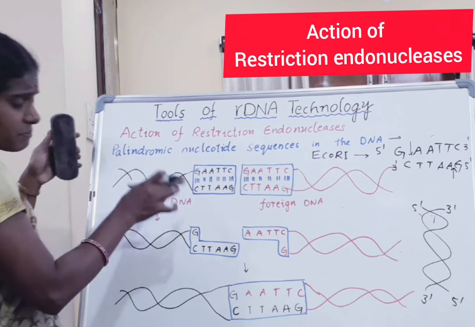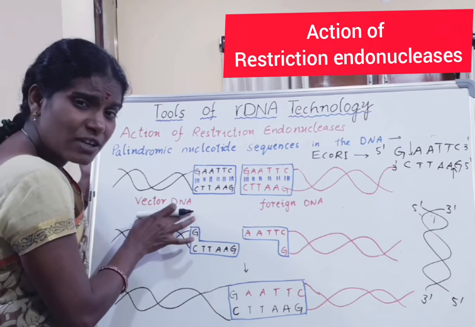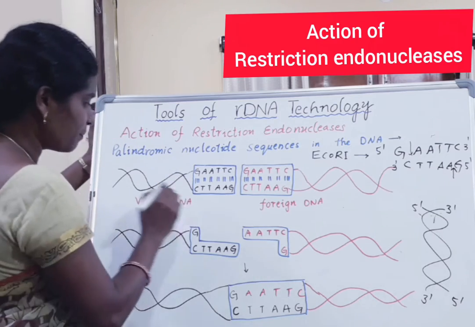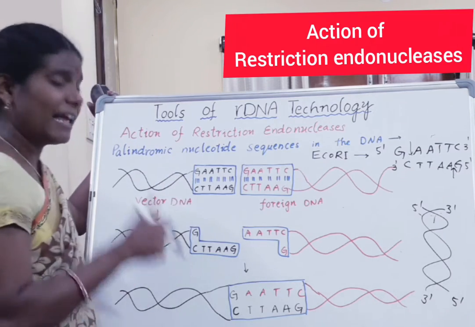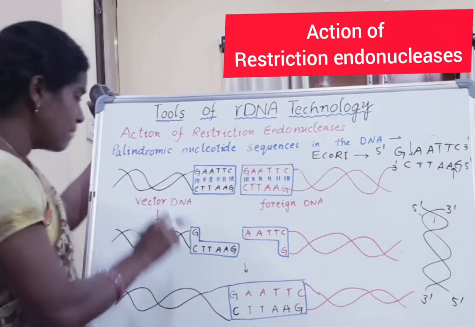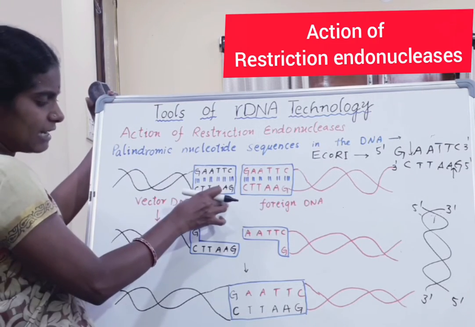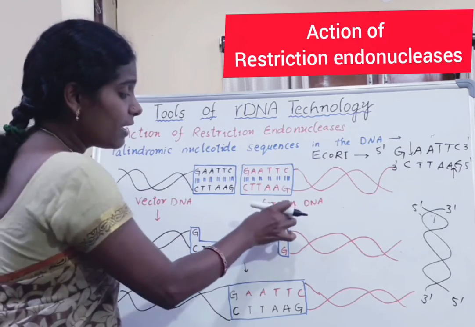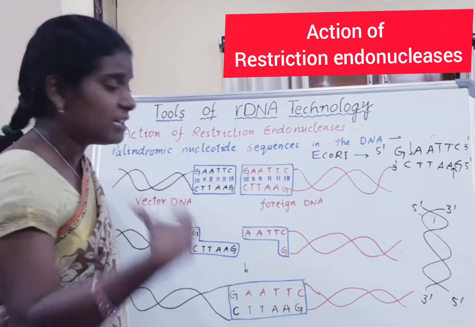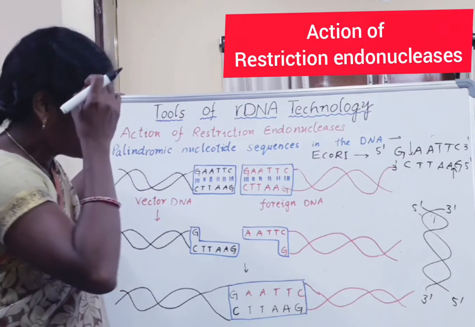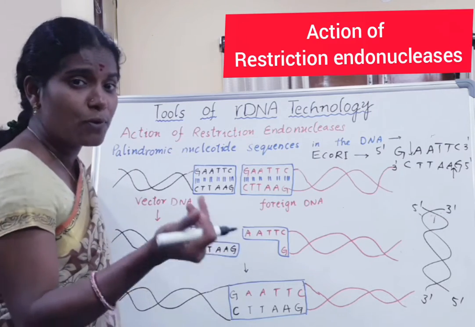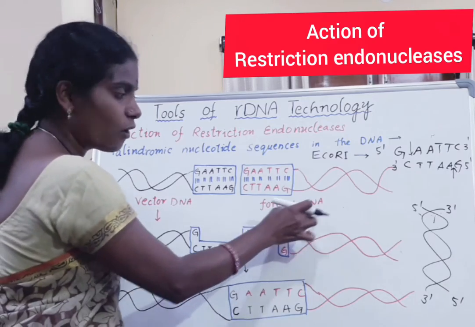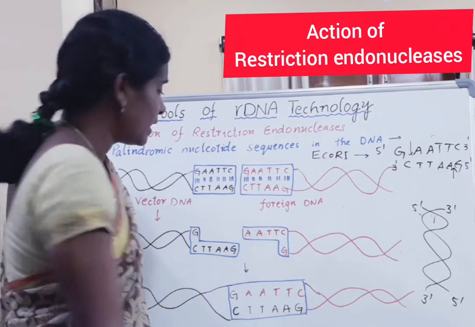This is the vector DNA, that is nothing but a plasmid. Where do we take it from? Again from bacteria. This is the vector DNA and this is the foreign DNA, the target DNA of interest. It may be an antibiotic gene, or a hormone, or a protein, interferon or whatever it may be. That is foreign DNA, or alien DNA as we also call it.